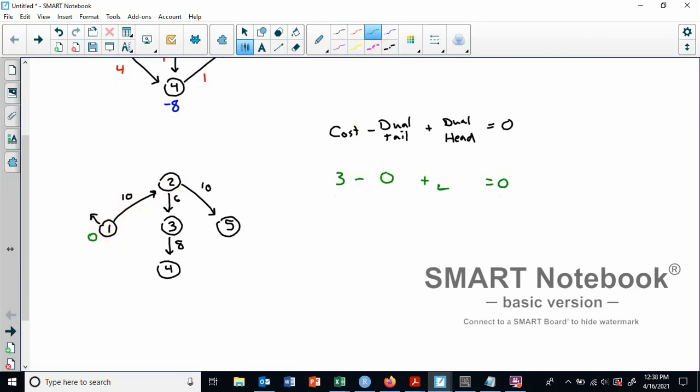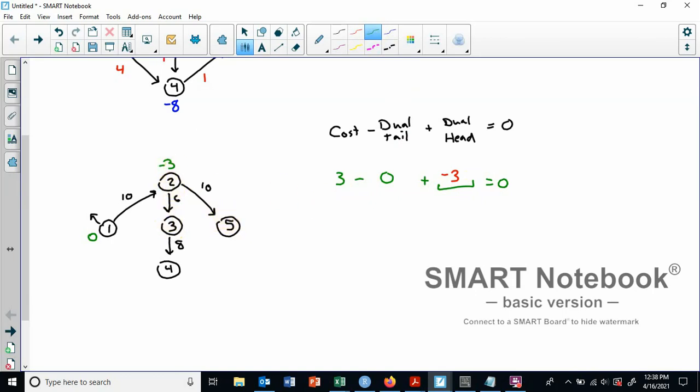What I don't know is what the dual head is. Well, 3 minus 0 is 3, so this needs to be, I'll do it in red, -3 for this to equal 0. And so that's how we fill out the duals. This has to be -3. Now from here, I can figure node 5 and node 3 because they are connected to this node 2. That's how I find the duals.